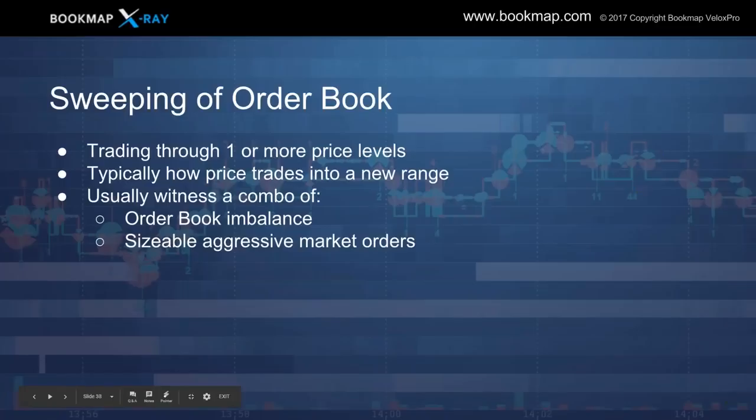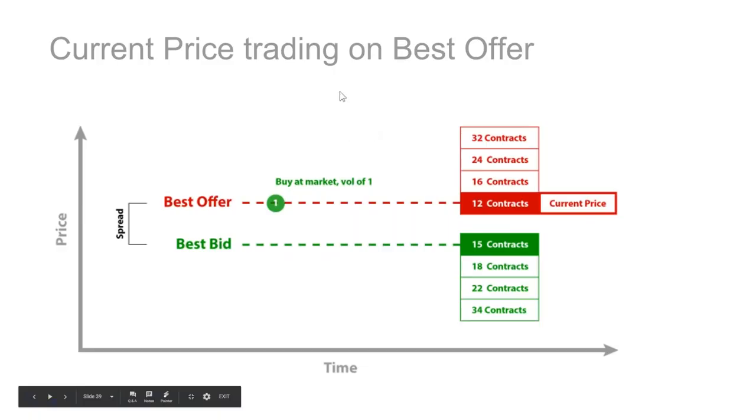Okay, so next concept, let's go over sweeping of the order book. What we're talking about here is not moving price back and forth. We're trading through one or more price levels. This is an important concept to understand. This is typically how price trades into a new range. And we're going to witness this with a combination of imbalance in the order book and very sizable aggressive market orders.